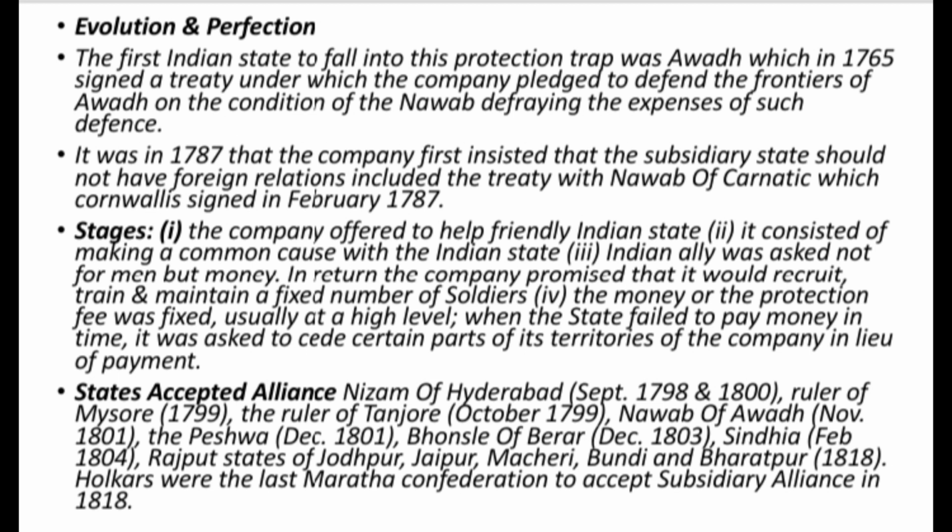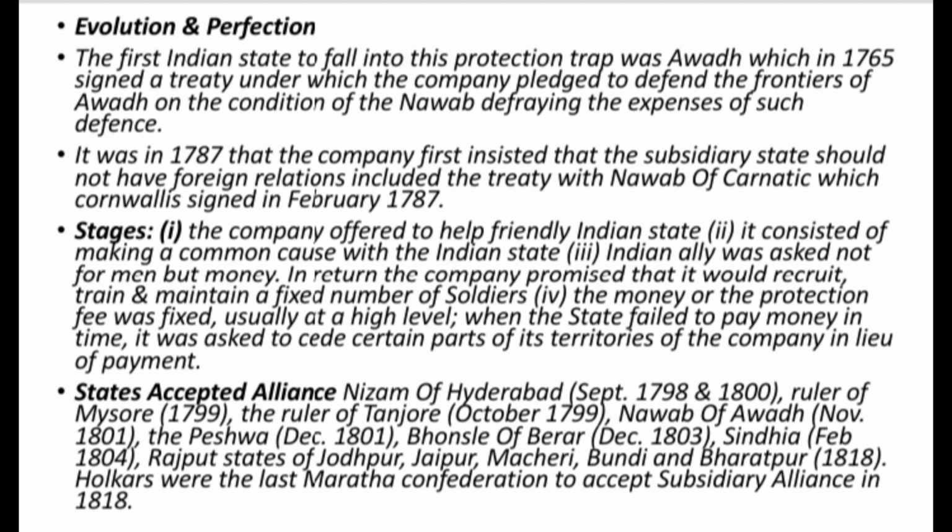Now the Indian princes who accepted the subsidiary alliance were the Nizam of Hyderabad in September 1798, the ruler of Mysore in 1799, the ruler of Tanjore in October 1799, the Nawab of Awadh in November 1801, the Peshwa in December 1802, the Bhonsle Raja of Berar in December 1803, the Sindhia in February 1804, the Rajput states of Jodhpur, Jaipur, Macheri and Bundi, and the ruler of Bharatpur in 1818. The Holkars were the last Maratha confederate to accept the subsidiary alliance, in 1818.